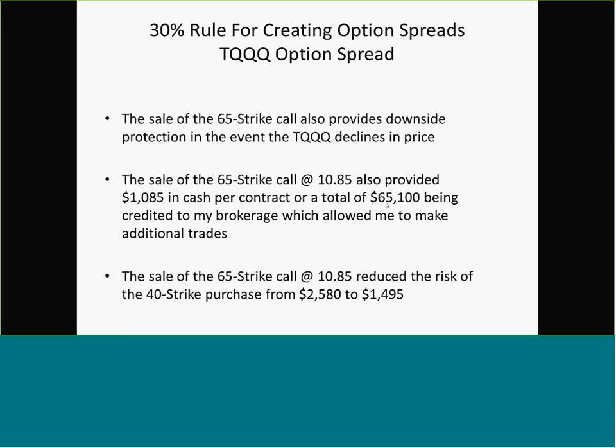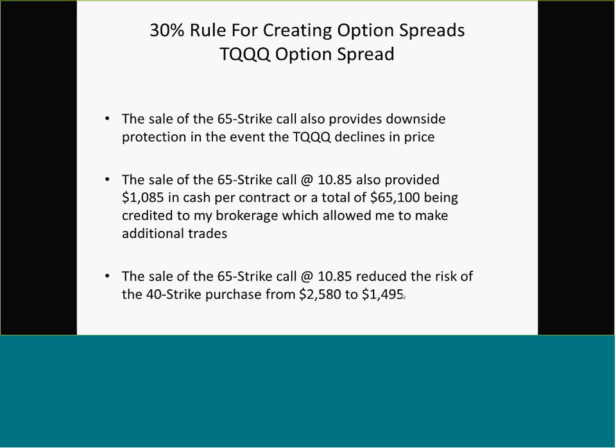And also, when I sold that 65 strike call, that reduced the risk of my original 40 strike purchase. I originally had $2,580 at risk, and that reduced it to $1,495 because I received that $1,085 in cash for each 65 strike call that I sold. So one of the big advantages of these debit spreads is that cash goes right into your account as soon as you sell to open a call option.